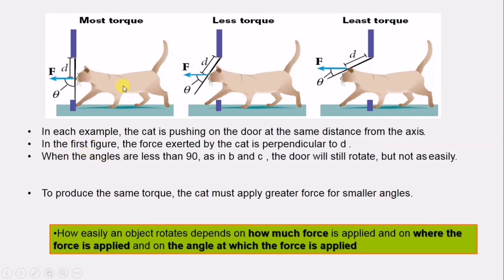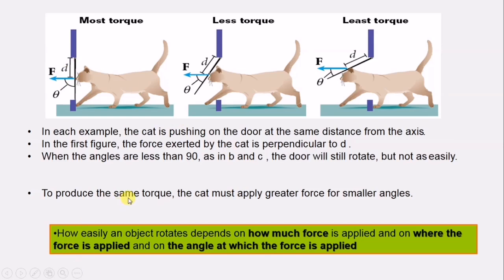In the first figure, as you can see here, the cat is exerting a force which is perpendicular to d, but in the second and the third picture, the angles are less than 90 and the door will still rotate but not as easily. When the angle is less than 90, less than the right angle, there will still be a torque, a turning effect, but not as much as when the force is perpendicular to the displacement, when the angle is 90. So the maximum torque, we have it here.